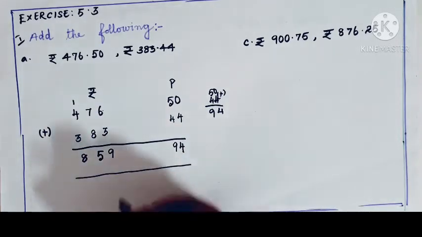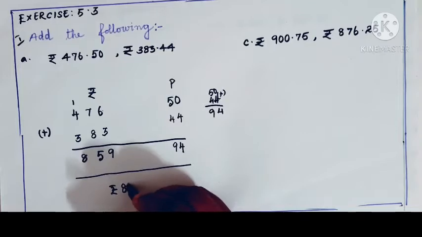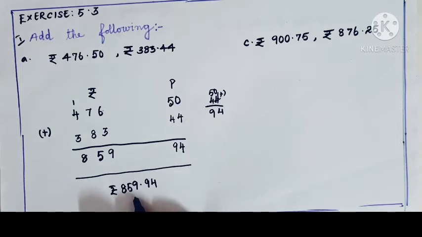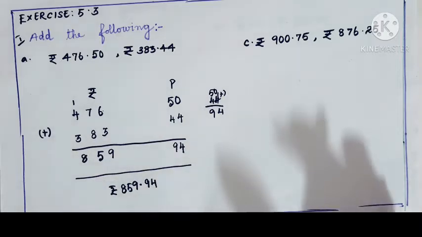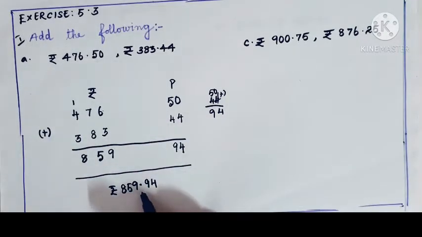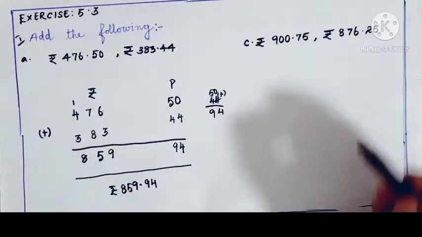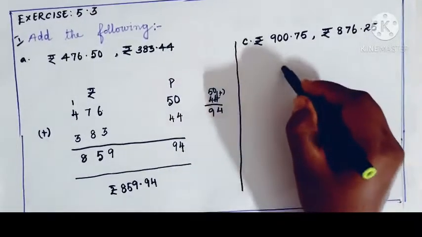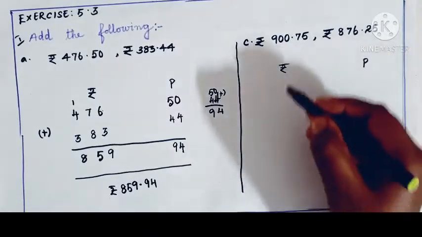So the answer is rupees 859, 94 pies, or rupees 859.94. You can pronounce it like that also. So it is understood that after the point it is pies. Or else you can say it like this: rupees 859.94 pies. Fine. Now we are going to do this sum. How to do it? The same model you are going to do. So rupees and pies. Okay, so how?